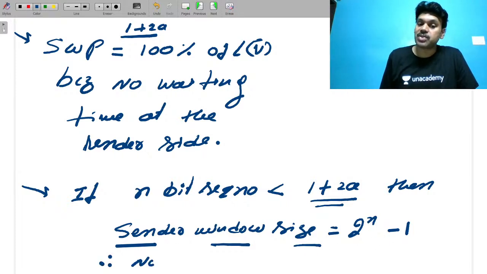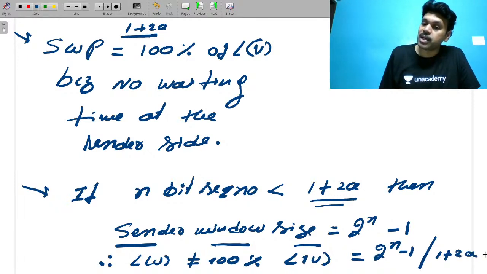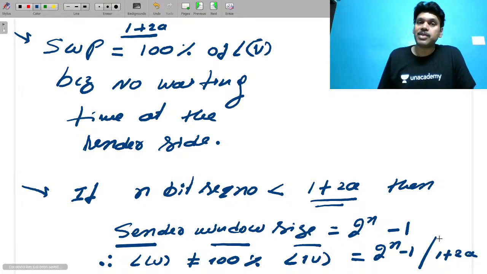So in this case, we will not get 100% link efficiency. So what is your link efficiency? Your link efficiency is how much you can send divided by 1 plus 2a. Why does this come? What is the proof? I will show you the proof.